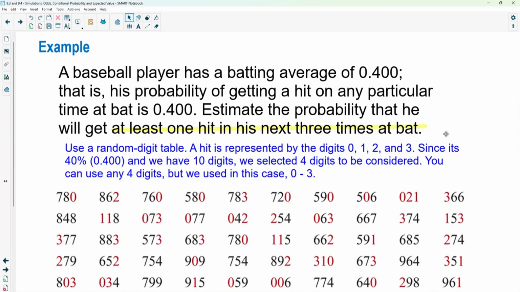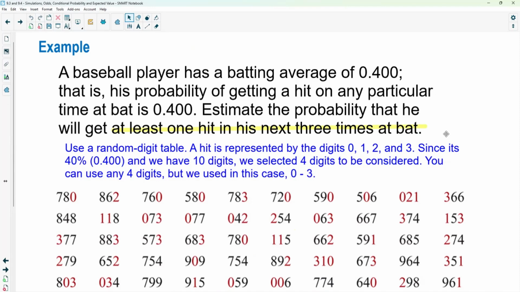In this particular case, I selected 0, 1, 2, and 3 to represent a hit, okay? But you could have selected any other 4 numbers from 0 to 9 to represent a hit. Since that's the first thing, then the second thing is we are looking to get at least 1 hit. So he can have 1 hit, or 2 hits, or all 3 being hits.